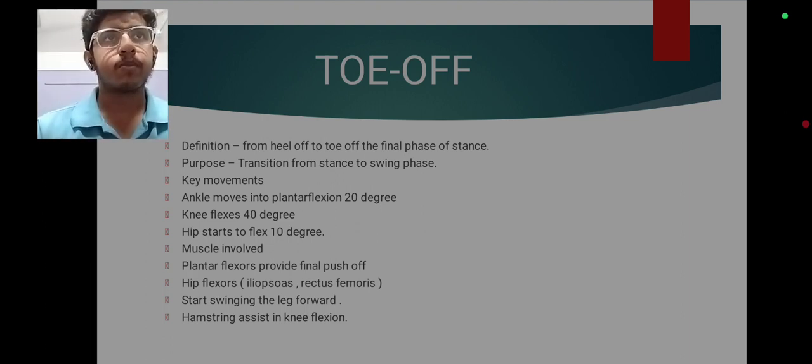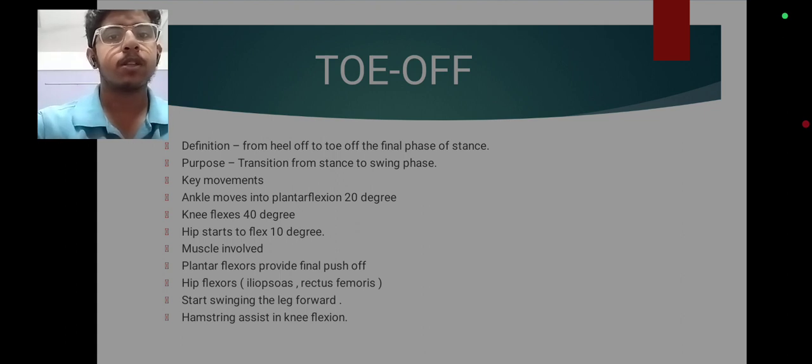The last subphase is the toe off. Toe off means from the heel off to the toe off, the final phase of the stance. The purpose is to transition from the stance phase to the swing phase. The key movements are: the ankle moves into plantar flexion about 20 degrees. The knee flexes 40 degrees. The hip starts to flex 10 degrees.